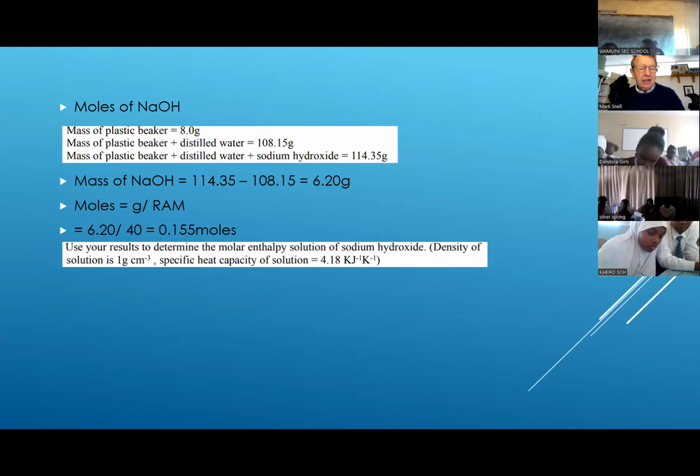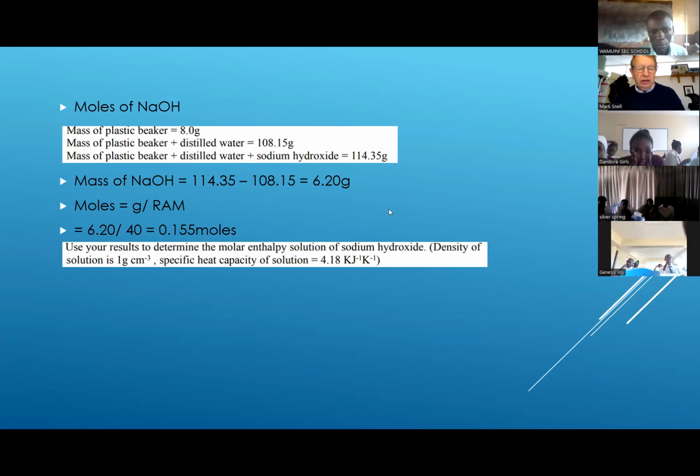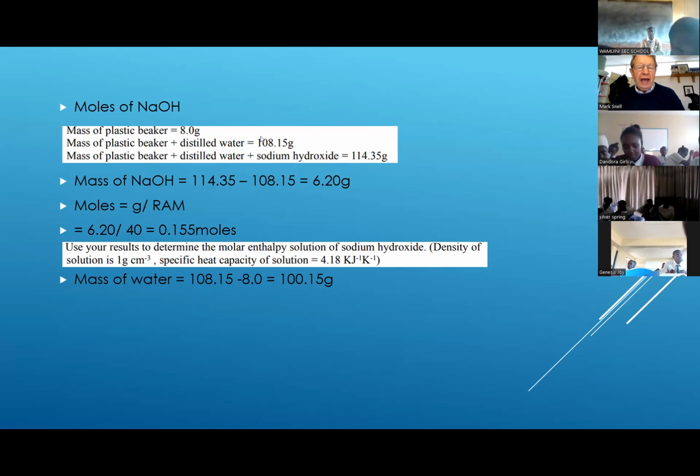Then it says, use your results to determine the molar enthalpy of solution of sodium hydroxide. Well, we've worked out Q. We work out the mass of water first. Take the mass of the plastic beaker away from the plastic beaker and water. So it's 108.15 minus 8, and that gives me 100.15.